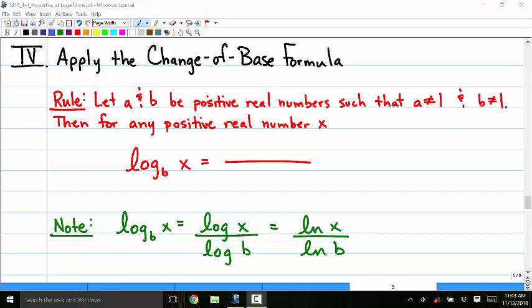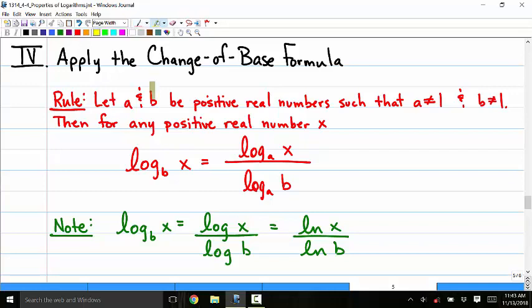Last topic is the change of base formula. Let a and b be positive real numbers such that a and b are not 1. Then for any positive real number x, log base b of x can be changed to base a by saying log base a of x over log base a of b. That's the change of base formula.